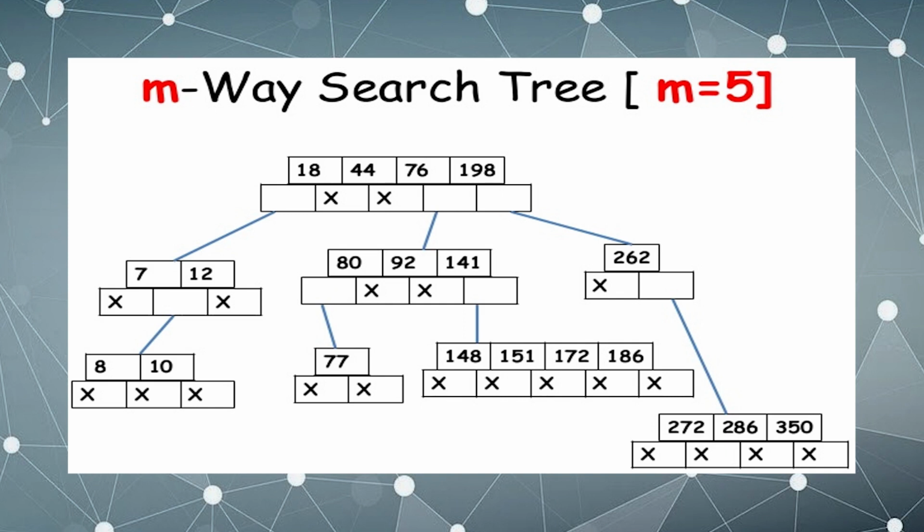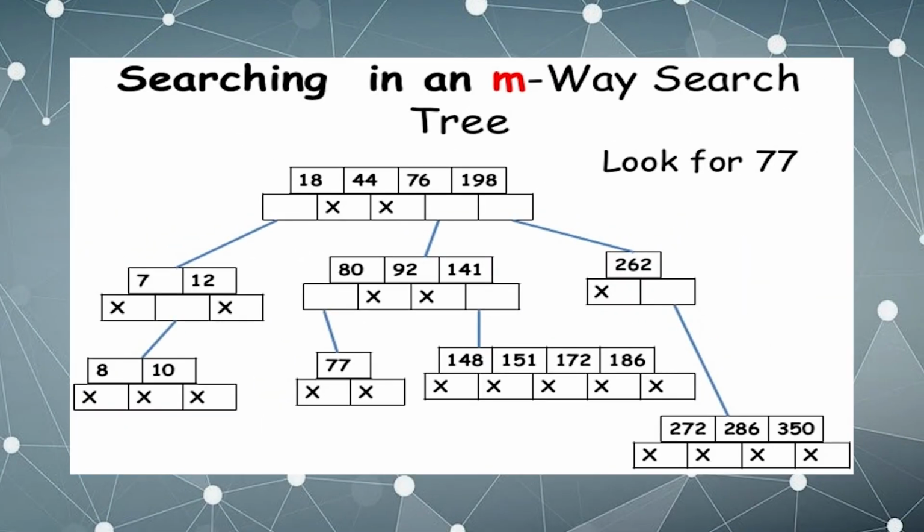With this tree, you can perform various types of operations like insertion, deletion, and searching. First we go for the simple operation, that is searching. The task is: go into the M-way search tree and search for 77. First you go to the root, where you have 4 items in the form of 18, 44, 76 and 198.